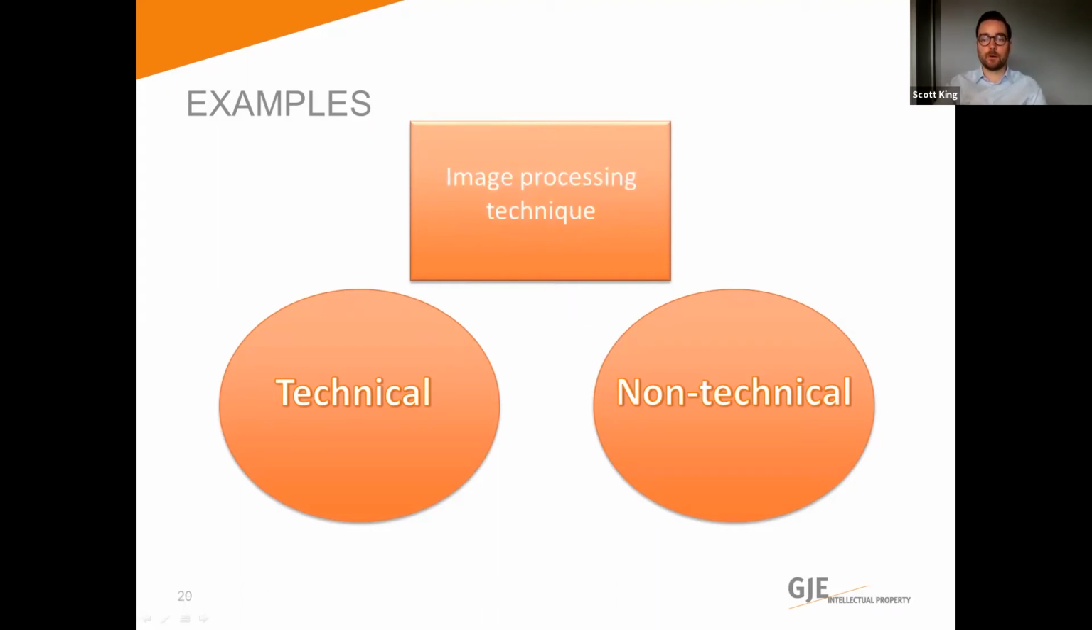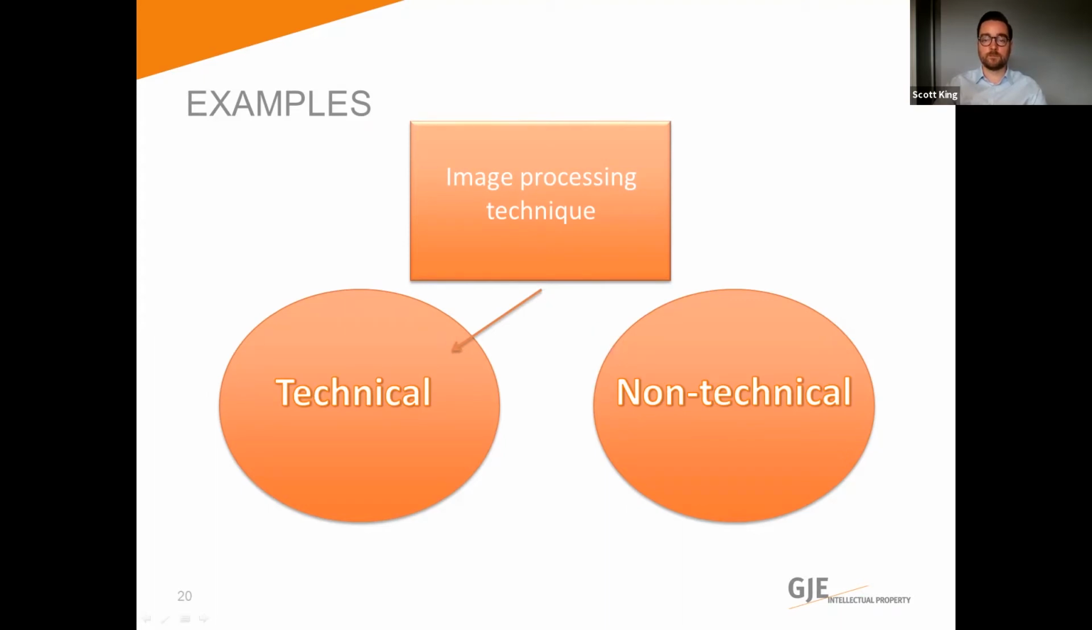How about an image processing technique? So software that's capable of processing an image that a user has captured by a camera to remove noise from the image. So this is likely to be technical, as it's providing an improvement to the image by reducing the technical constraints of noise that's been imparted on the image. So it's solving a technical problem.